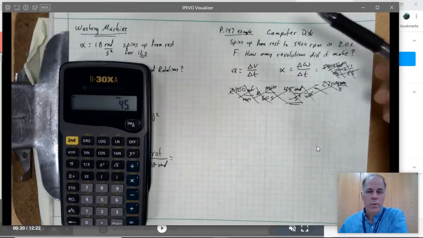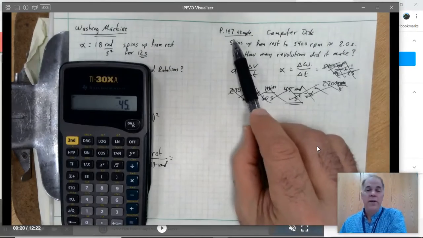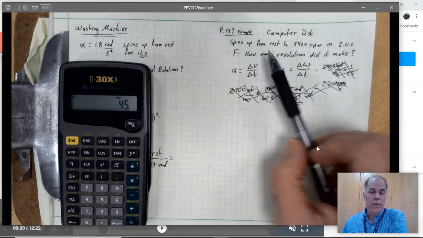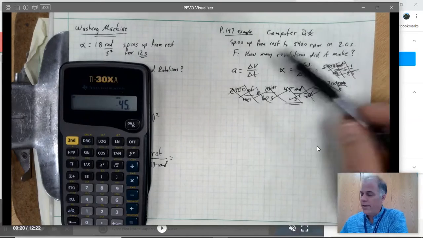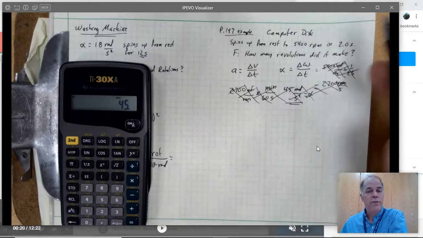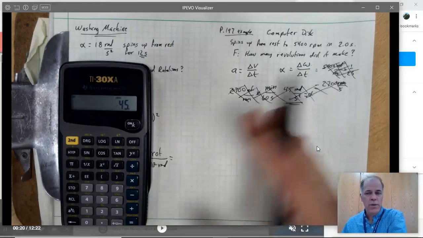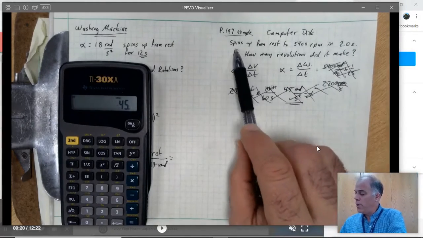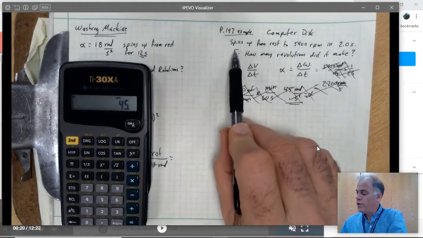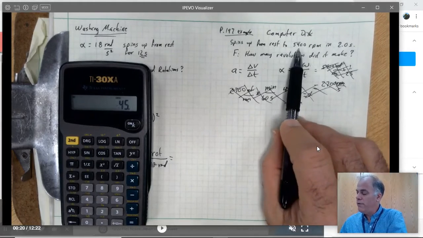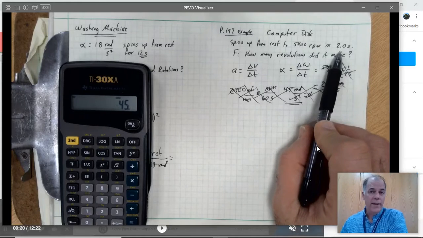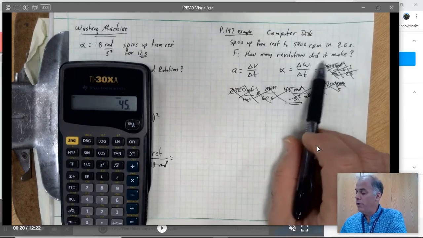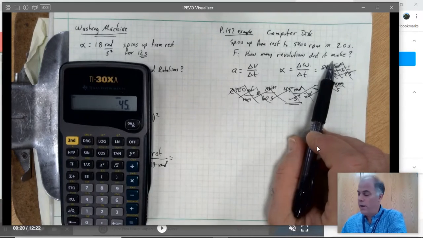Okay, the second question that we're going to cover is on page 197 in the book, and it's about a computer disk spinning up. So if you want to see how they did it in the book, you can do that. That's where it is. I'm going to do it a slightly different way than they do in the book, just to show you that there's more than one way to approach these problems. Okay, so the question is that you have a computer disk which spins up from rest to 5,400 RPM in 2 seconds, which is a pretty high angular acceleration. And we want to know how many revolutions did it make during this time that it spun up.